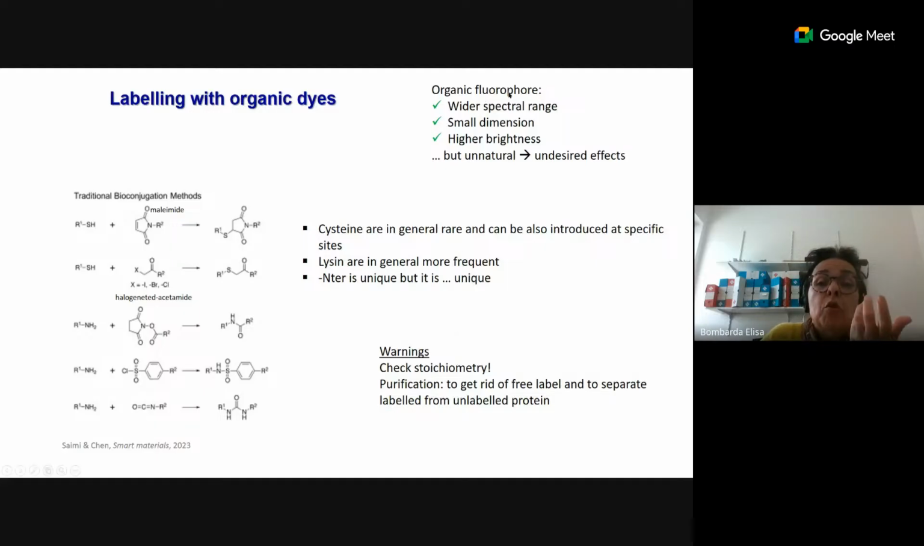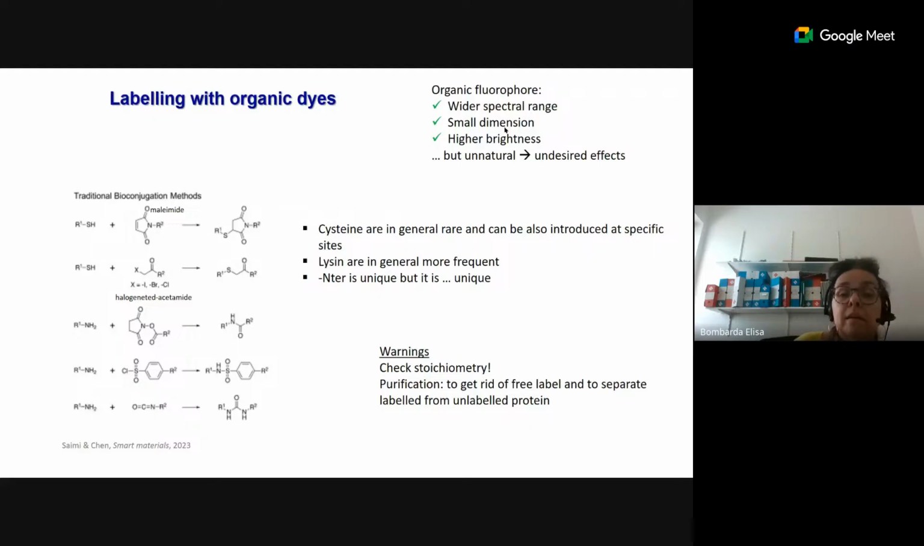So organic fluorophores have the advantage that they have a wider spectral range, they have a small dimension, and a higher brightness than the tryptophan analog that we saw, or other fluorescent unnatural amino acids. But of course they are unnatural, and maybe they are a little bit larger than the fluorescent amino acid analog. So all this can cause undesired effects that need to be checked.